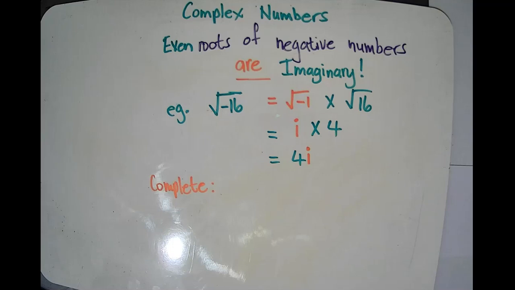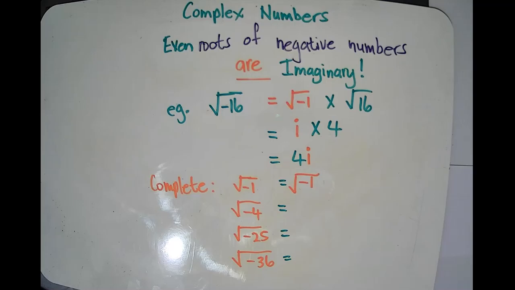I want you to pause the video and complete the next sets of questions. Pause the video, try these out using this method above on the screen. Right, the first step is to put in the root minus 1 multiplied by the number under the root sign, which is 1. We're going to get 1i. 1 times anything is equal to i.